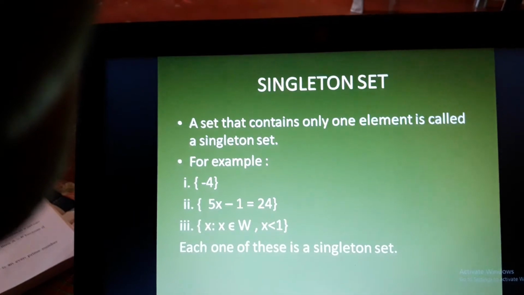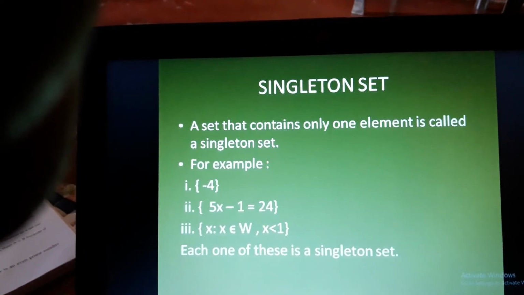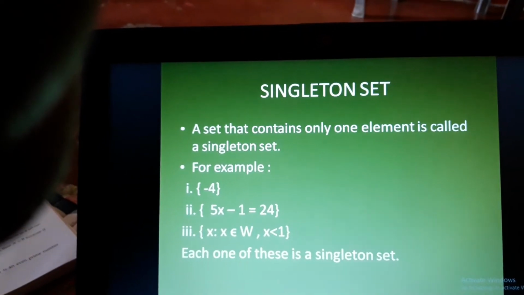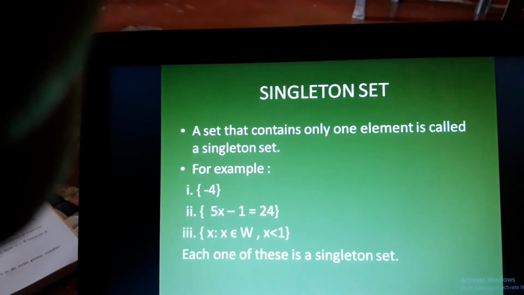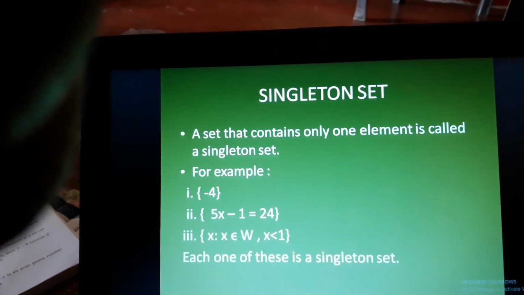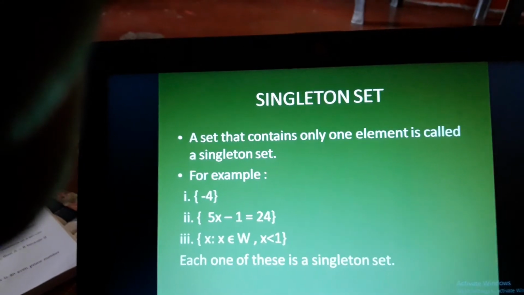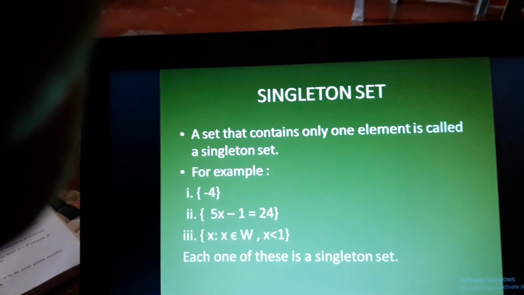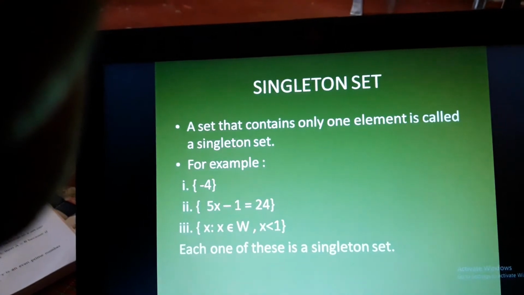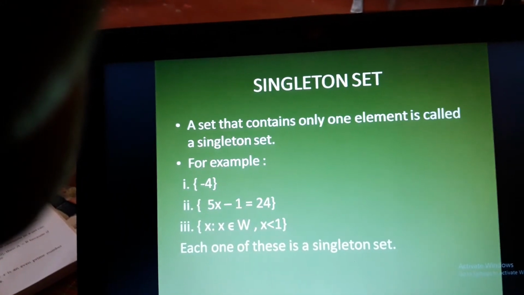The third one, see, have a look. In brackets {x | x belongs to W, x less than 1}. So if we write it in tabular form, what will we write? x less than 1, and if x belongs to W, then we will have only 0. So if we have only 0 in the bracket, that means it will be a singleton set. So each one of these is a singleton set.